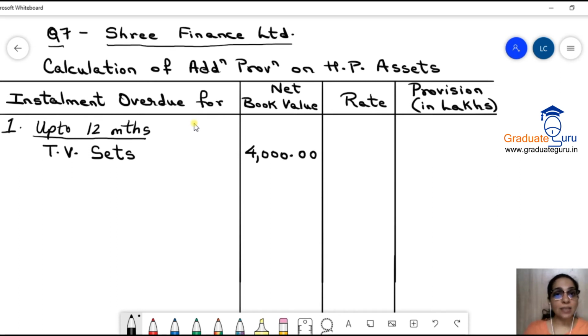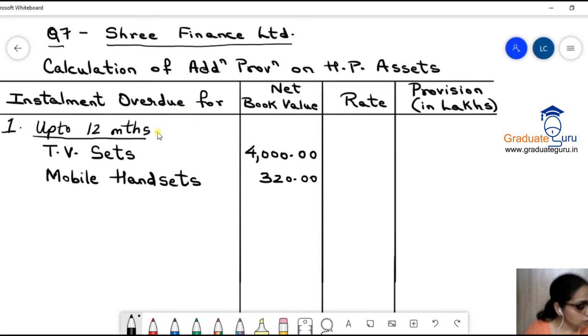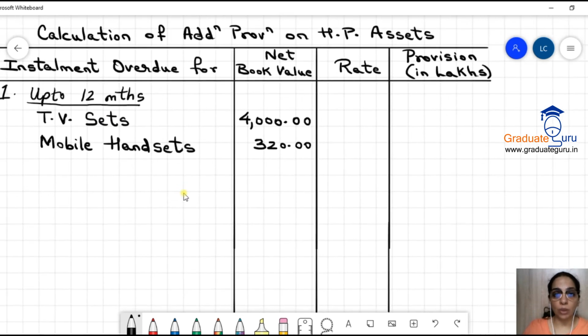और कौन से assets में up to 12 months है? Let us check the sum. Mobile handsets also we have up to 12 months. So mobile handsets amount कितना दिया हुआ है? 320 lakhs. Okay, let's check in the sum if there is any other asset with up to 12 months. No, there is none. Okay, so we'll just take a subtotal of this.